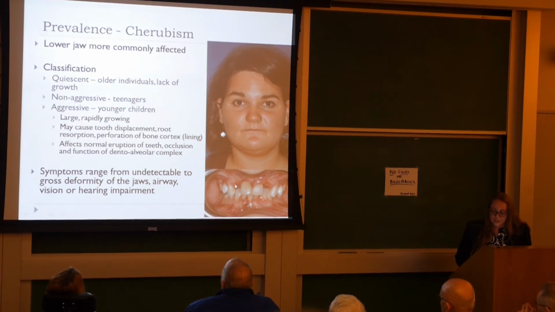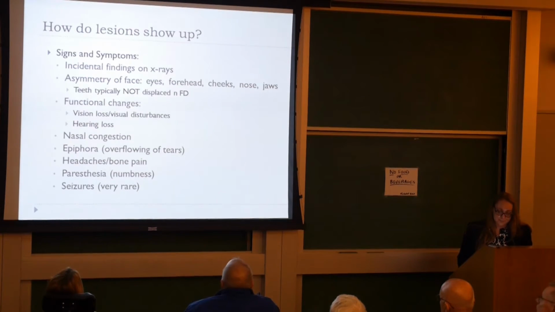And inside her mouth, she's missing a couple of teeth, both in the front and the back, and her bite is off a little bit. But what we see in this disease is that the symptoms can range anywhere from being almost non-detectable to having a gross deformity to even displacing your airway or your trachea and having visual and hearing problems.